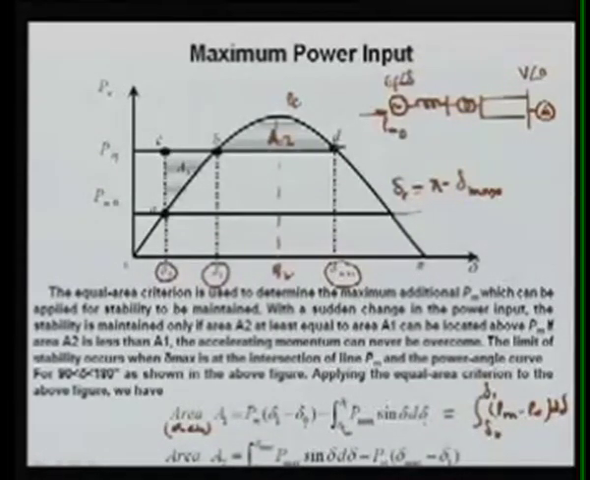Similarly, area 2 is the integration from delta 1 to delta max of PE minus PM, because this curve is above. PE is a function of sine delta, so it is the integration from delta 1 to delta max of P max sin delta d delta, minus PM, which is a constant, times (delta max minus delta 1).